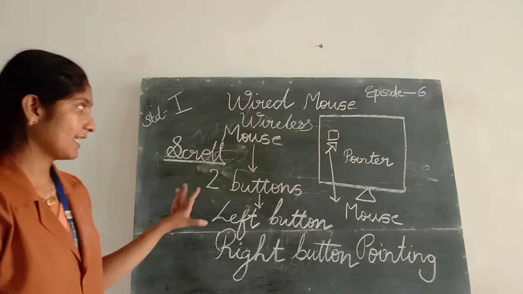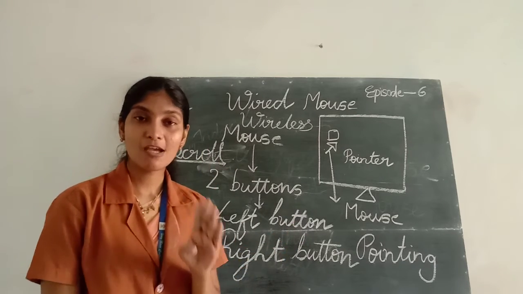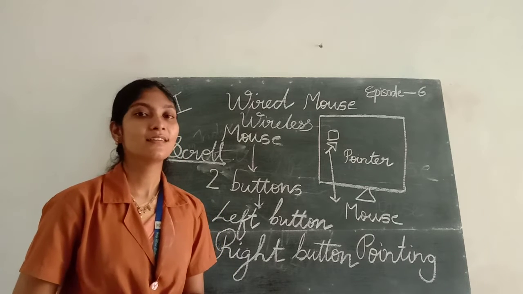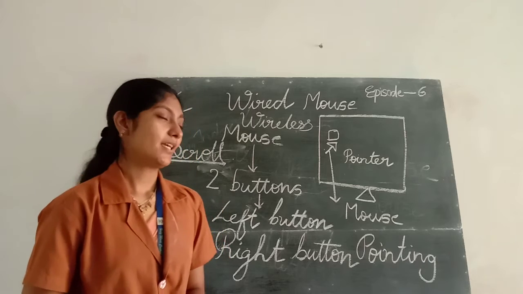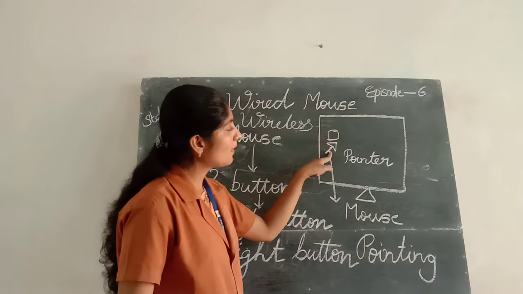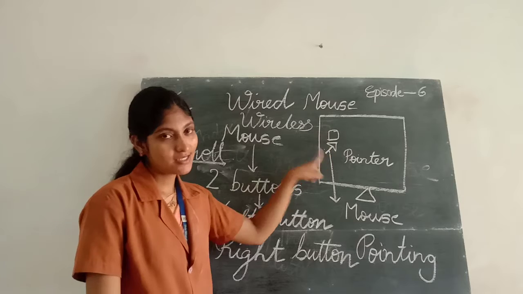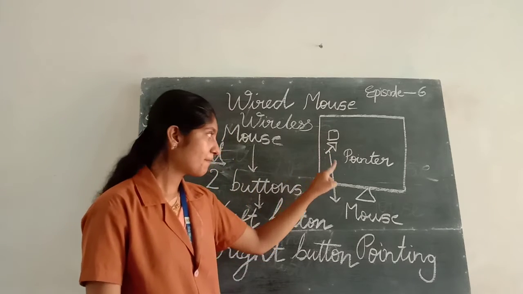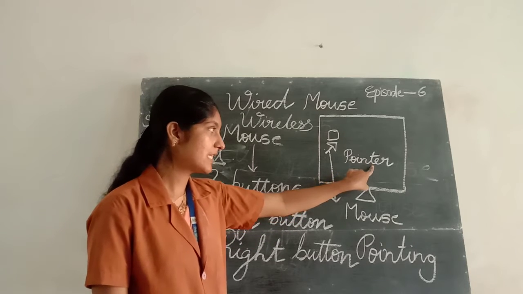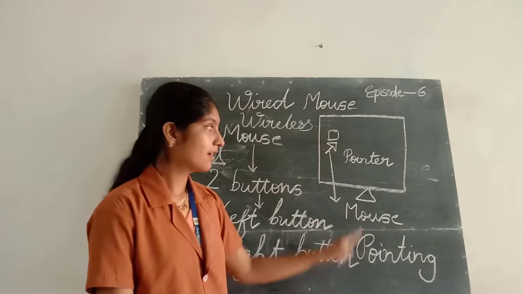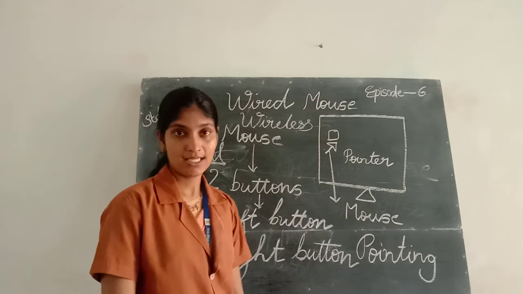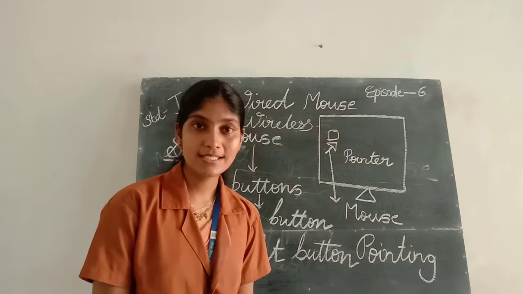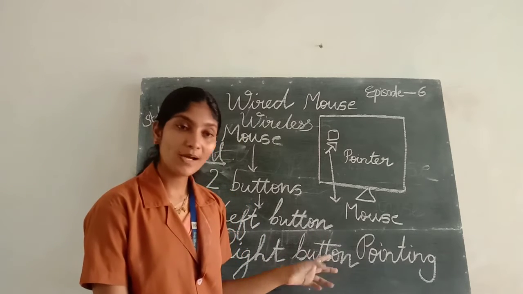Wireless mouse. Once again, the mouse is a pointing device. So the mouse is which type of device? Pointing device, because there is a pointer attached to the screen. That is called the mouse pointer, P-O-I-N-T-E-R, pointer. That process is known as pointing. P-O-I-N-T-I-N-G.